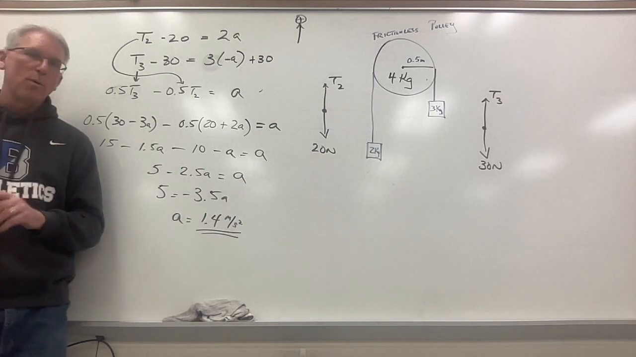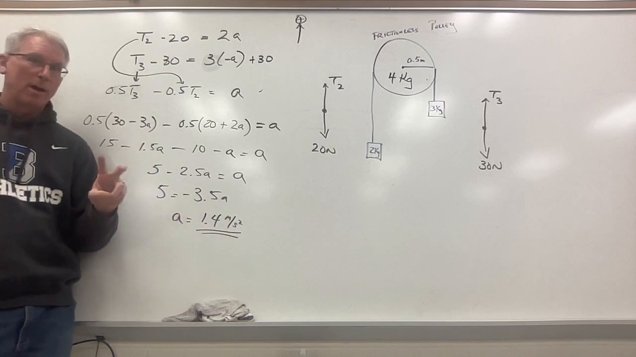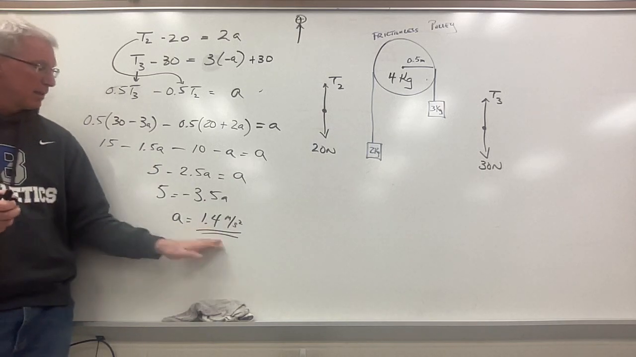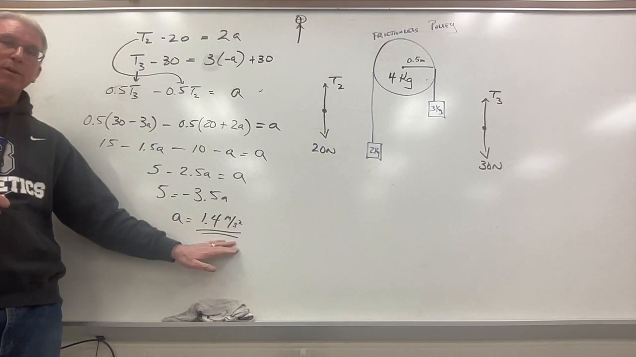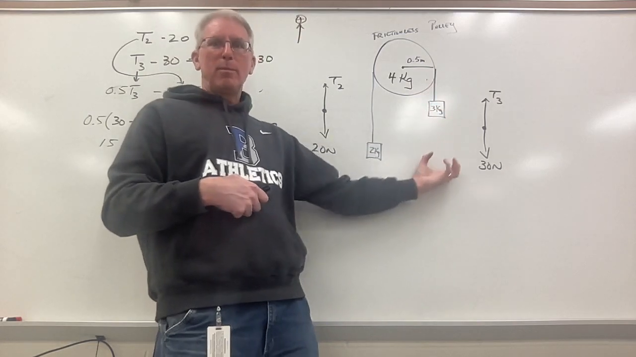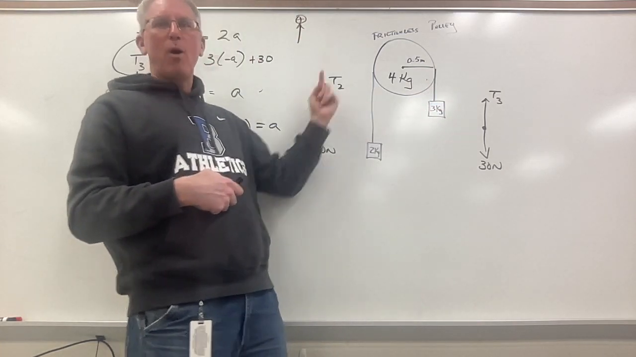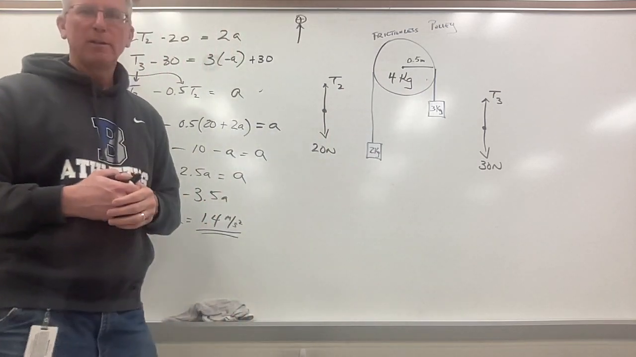So this is slower than the last time. Last time when we solved this as an old problem, I got an acceleration of 2. This time I get an acceleration of 1.4, because not only is the 3 pulling the 2 up, but it also has to cause the pulley to begin to spin.